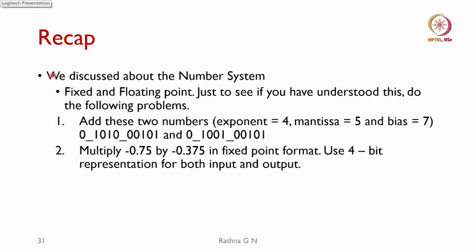So, coming to the recap, what we have done in this class is we discussed the number system. To see whether you have understood the fixed and floating point, I have given two assignments here. Please work them out and then I will be showing you how we can compute this. First one is add these two numbers. Here it is a non-IEEE standard format that I have given. Exponent is given as 4 and mantissa is 5 bits and bias is given as 7. So, these are the two numbers one has to add. Please keep it in mind.